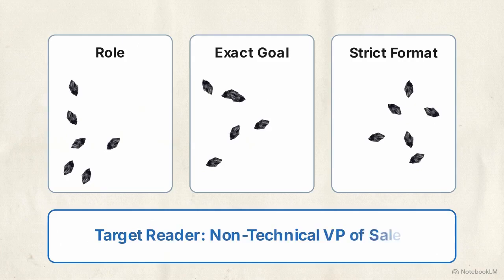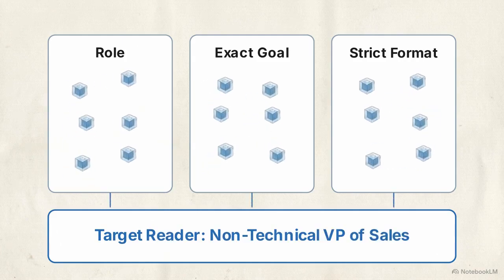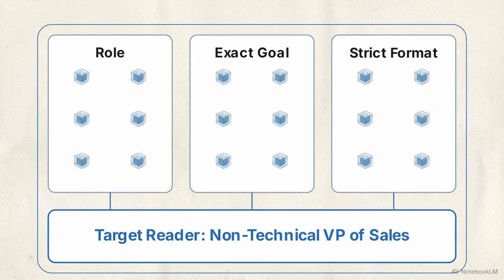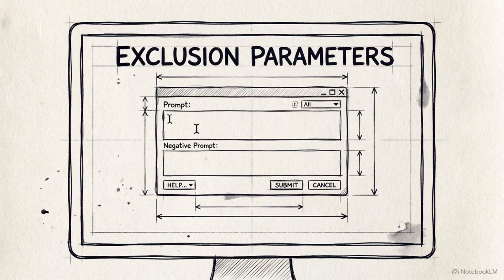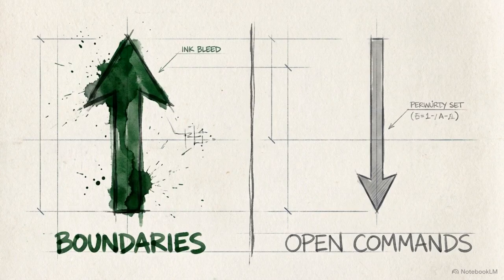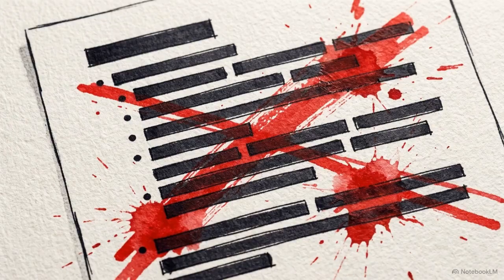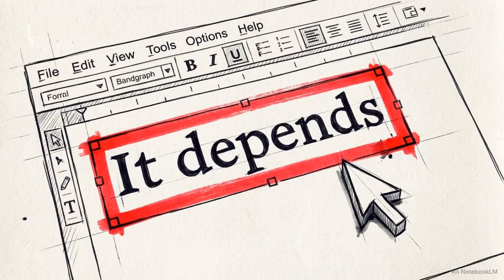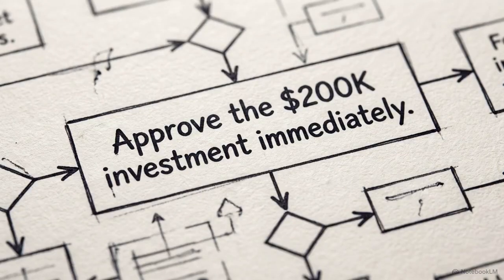We then define the reader. Explaining software to a non-technical VP of sales forces an immediate shift in vocabulary and tone. Once the foundation is set, we apply negative constraints. Telling the model what not to do before telling it what to do consistently outperforms positive instructions. We use direct commands. Do not use bullet points. Do not hedge with phrases. Give me a direct recommendation.